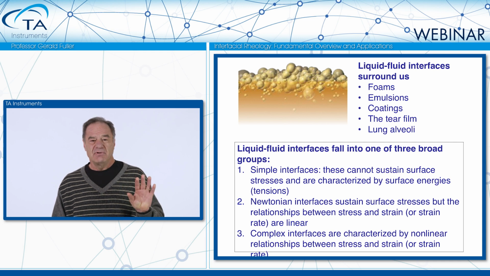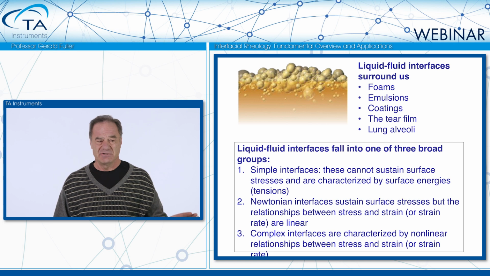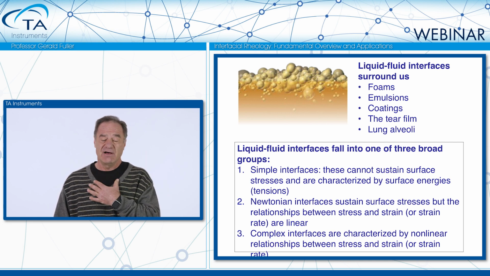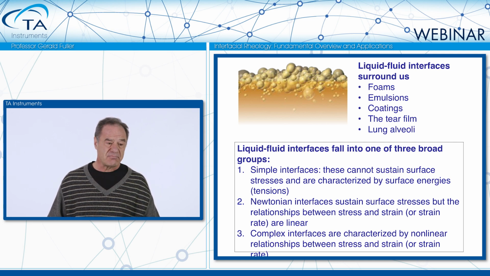So liquid-fluid interfaces, that's what we're talking about, and they surround us. We find them in foams, emulsions, and coatings. We find them in our bodies. We have the tear film of our eyes, the alveoli in our lungs. These are fluid interfaces that can easily and readily deform.